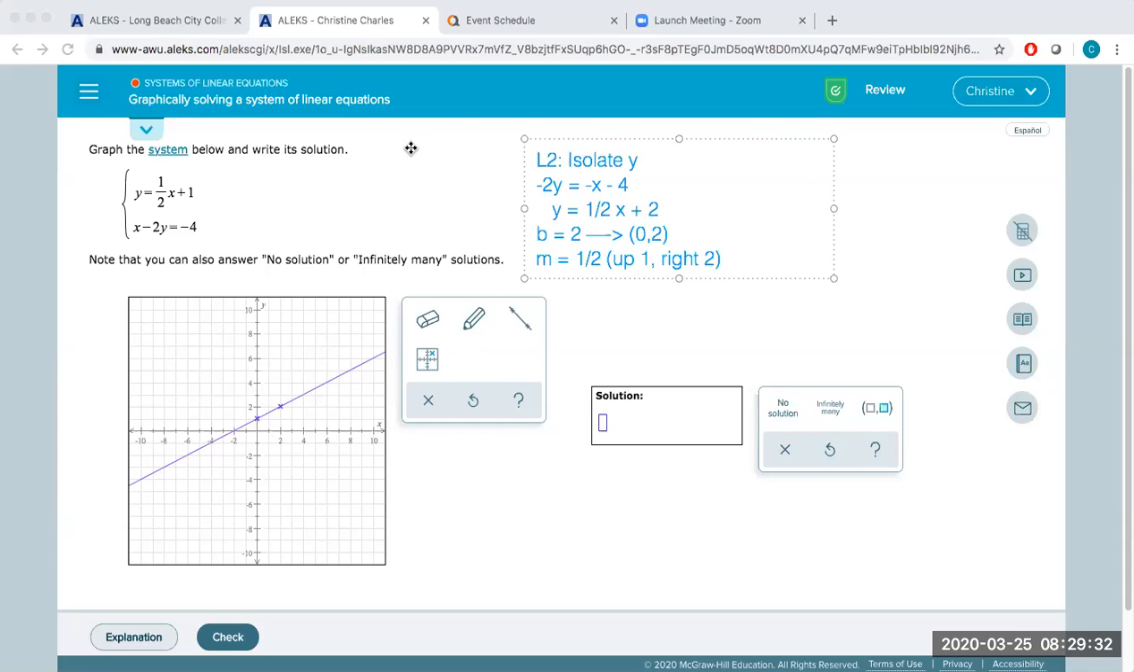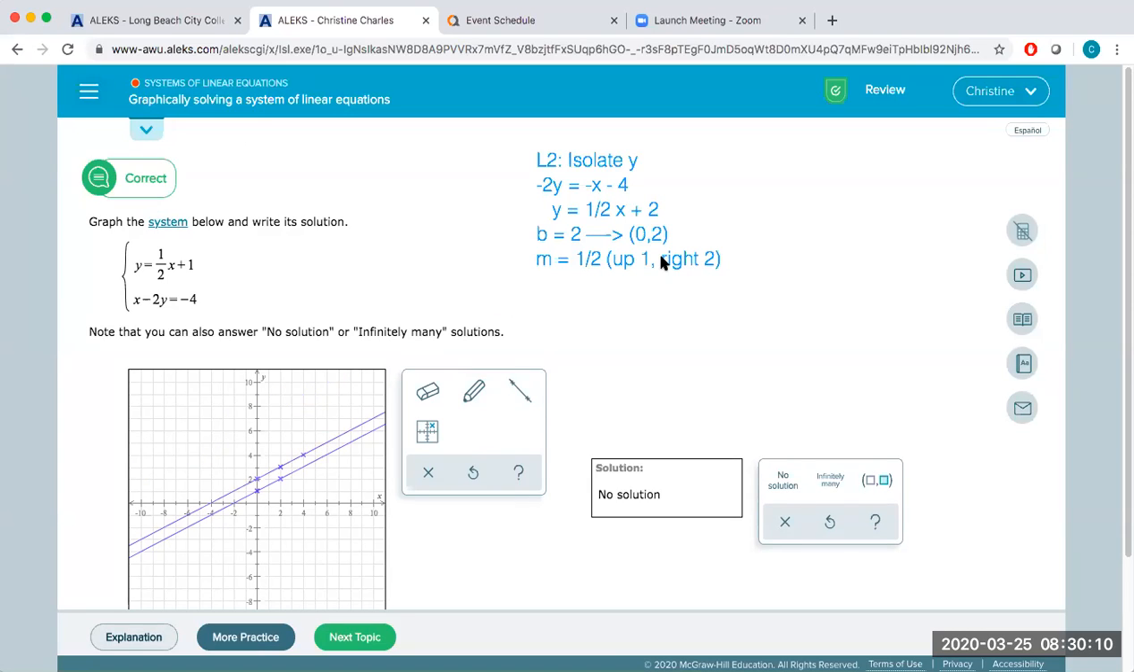Perfect. Okay, so now let's go ahead and graph this. We'll start at 2 on the y-axis. Move up by 1, right by 2. Up 1, right 2. Okay. So remember what the goal is. Where do these lines meet? At what point or points? We see that they meet at no points. So no solution. Okay.